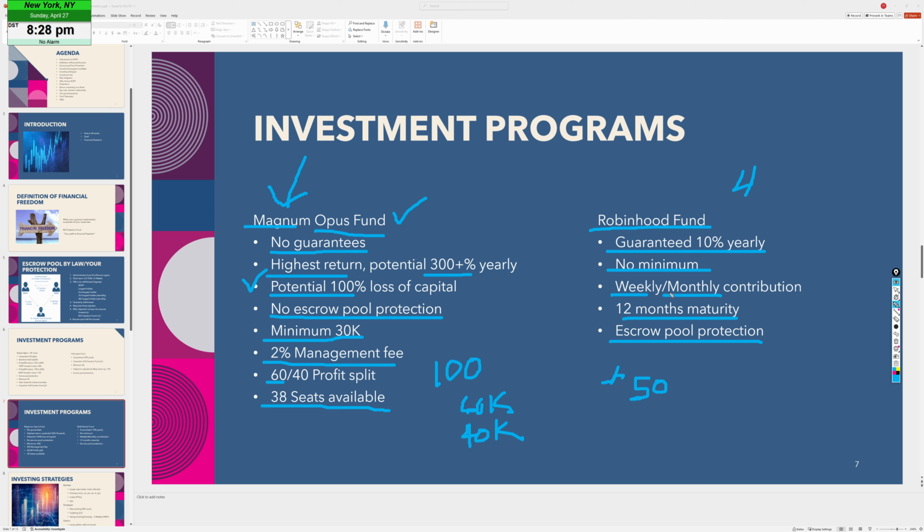Okay, so after 12 months, let's say, let's call this $5,000. You invested $5,000 in 12 months. You get 10% of that, which equates to $500 return. Does that make sense? Okay, and you know, this fund, you don't have to put in a lot of money down. You put a small amount of money down monthly, and you get a return on that. Okay, so that is called the Robinhood Fund.